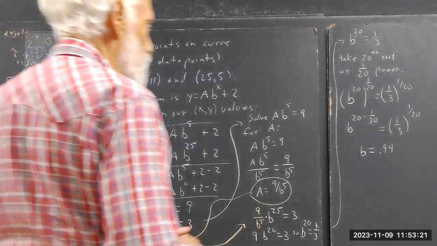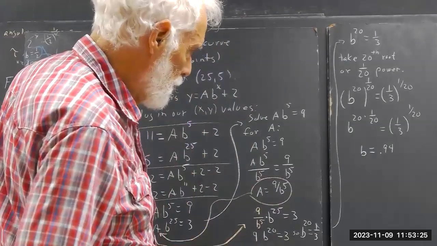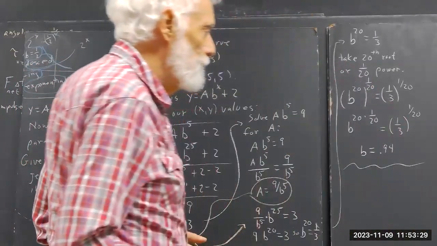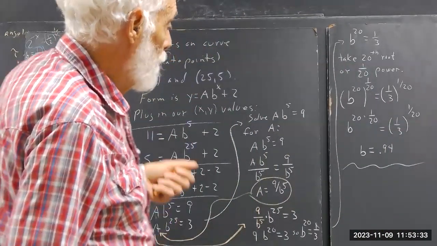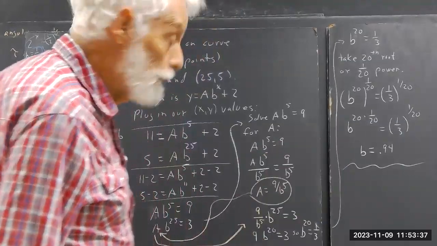Okay, well, I can tell from your reaction I kind of nailed it. The next thing maybe close to 0.95. Well, now we've got it. b is 0.94. Now, how are we going to find a?